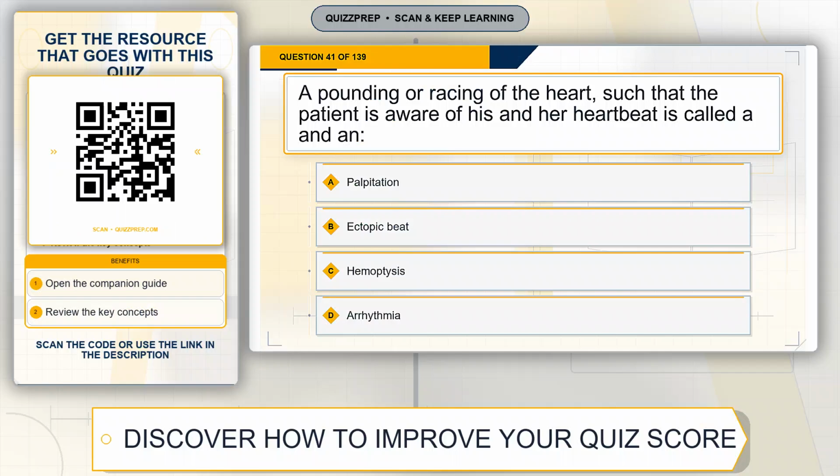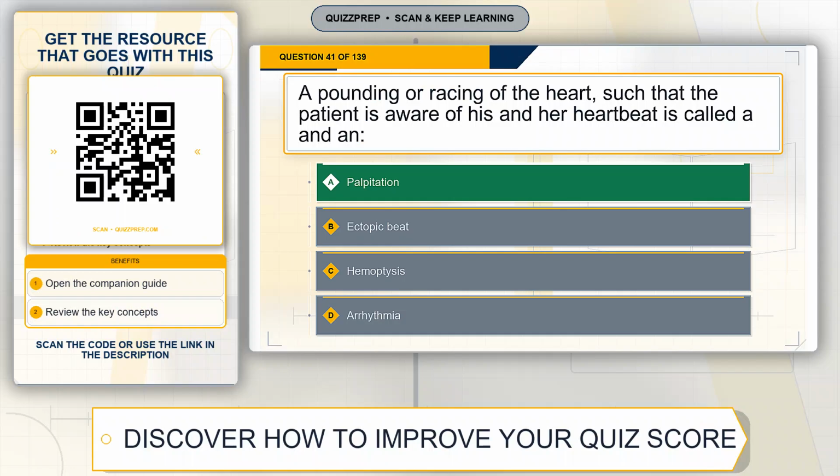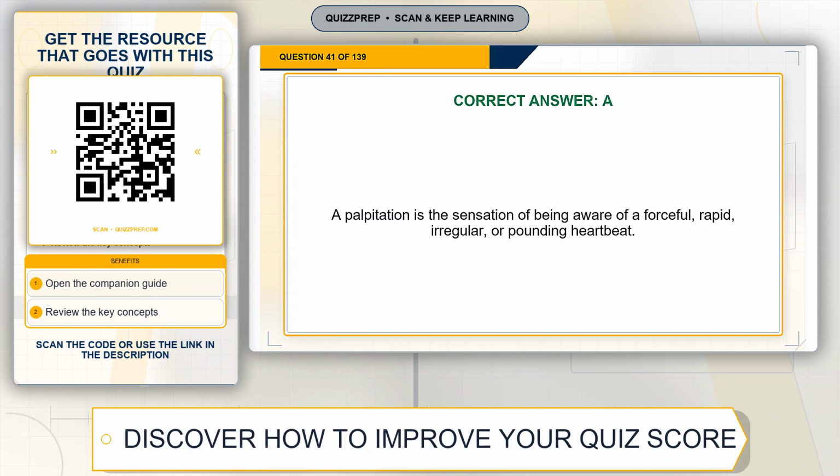Question 41. A pounding or racing of the heart, such that the patient is aware of his or her heartbeat, is called a what? Option A, palpitation. Option B, ectopic beat. Option C, hemoptysis. Option D, arrhythmia. The correct answer is option A, palpitation. Explanation. A palpitation is the sensation of being aware of a forceful, rapid, irregular, or pounding heartbeat.